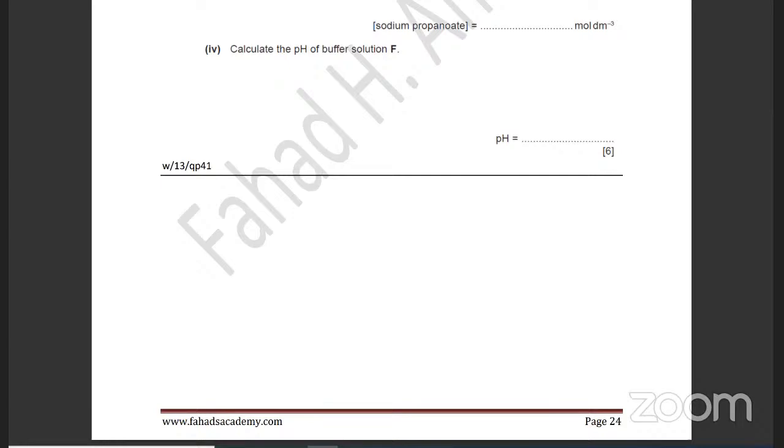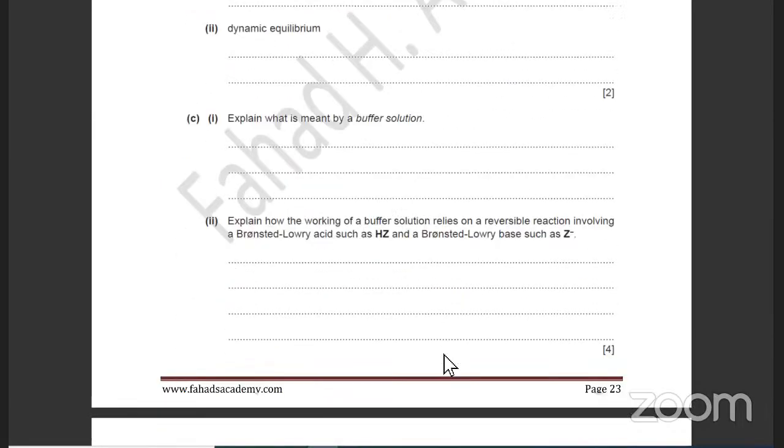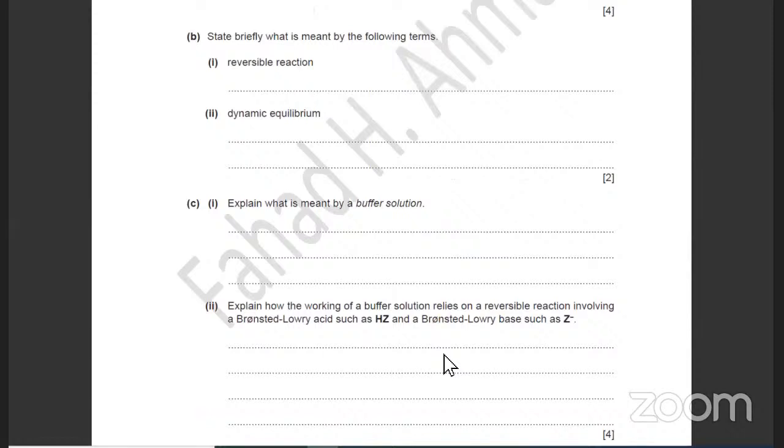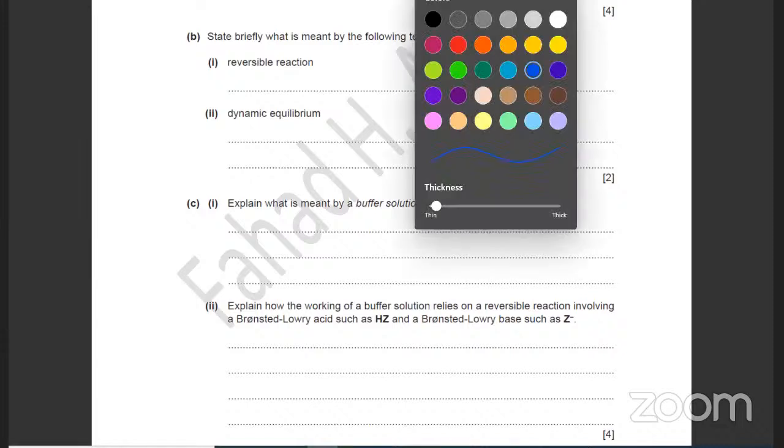This is buffer solution. This is the pH of the buffer. Sir will only do some buffer solution questions. So to explain what is meant by the term buffer solution: it's a solution which resists a change in pH when a small amount of acid or alkali is added to it.